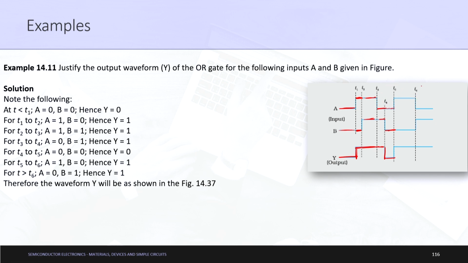Next thing is for T5 to T6, A will be 1 here, B will be 0 here and Y will be 1 here, fine. So, that is T5 to T6, that is Y is 1, and finally, what will happen after T6, A will be 0 here, B will be 1 here. So, therefore, Y will be 1. So, that is how you can understand the output waveform being formed depending upon the input signals or input waveforms, fine.